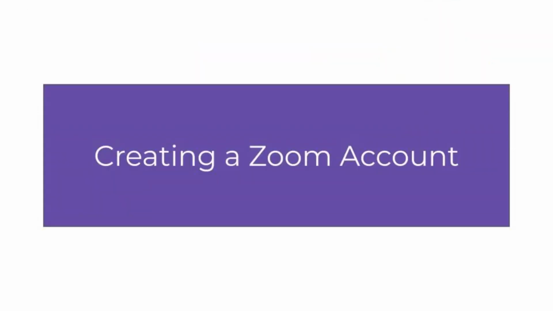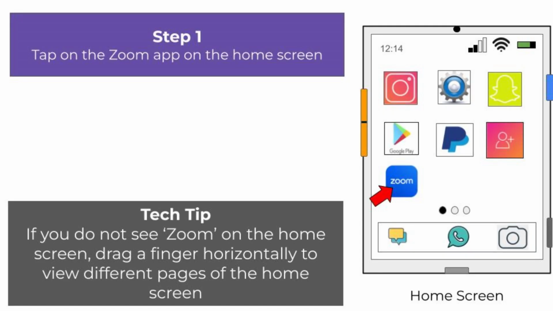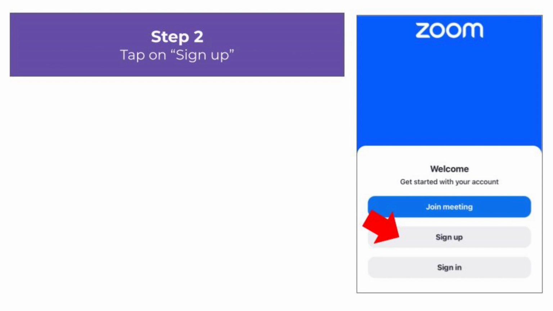Next, we will go over how to create a Zoom account. First, tap on the Zoom app icon on the home screen. If you do not see Zoom on the home screen, drag a finger horizontally across the screen to view different pages of the home screen. Upon opening the app, tap on the box that says Sign Up.